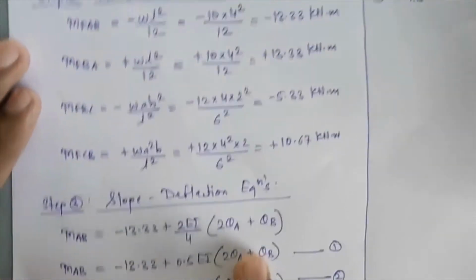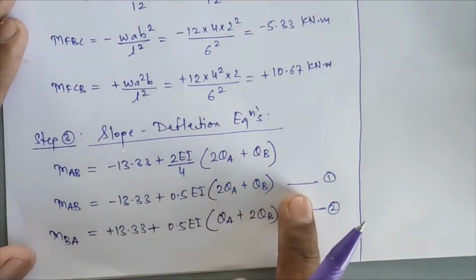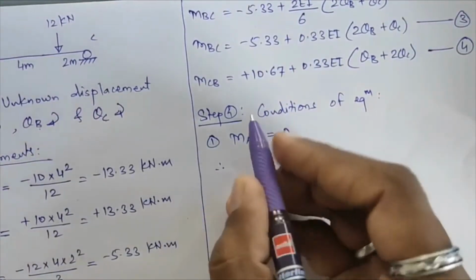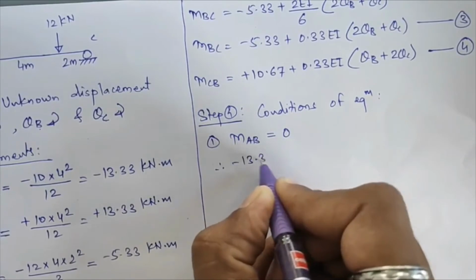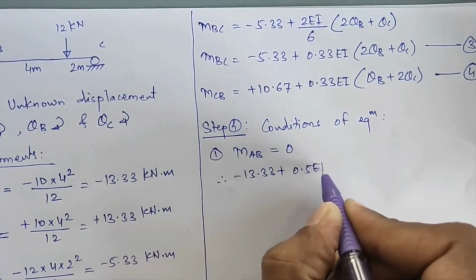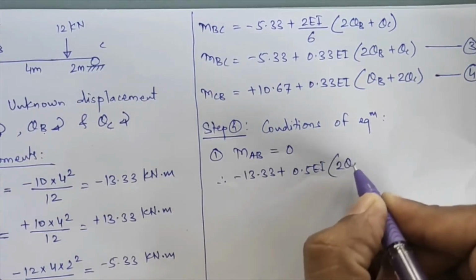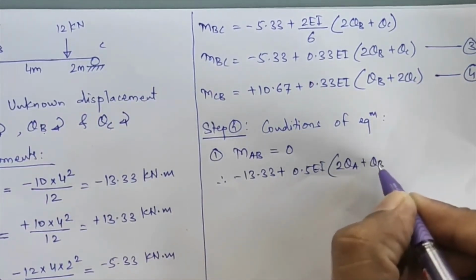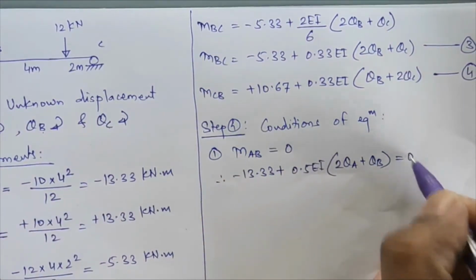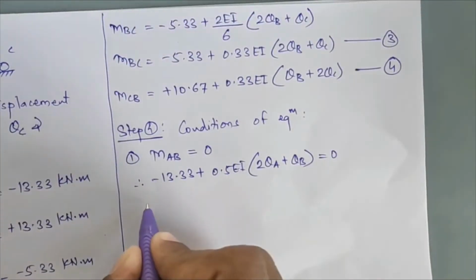So for MAB I have got the slope deflection equation, right? So we'll substitute this equation over here. So what is that? Minus 13.33 plus 0.5 times EI, 2 times theta A plus theta B, that is the equation of MAB, that is equal to 0. So if you solve this, what will I get?